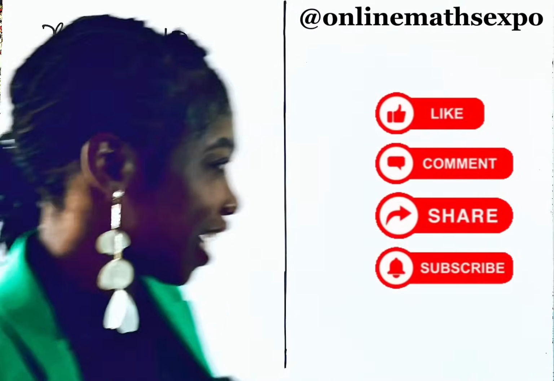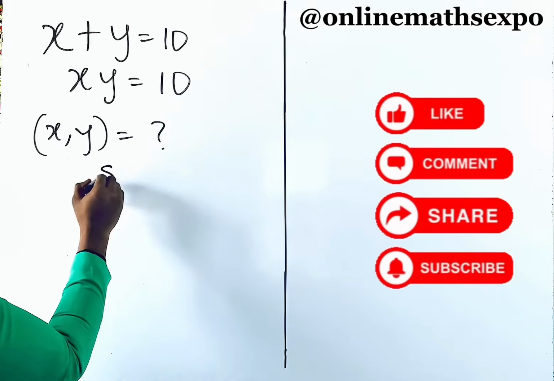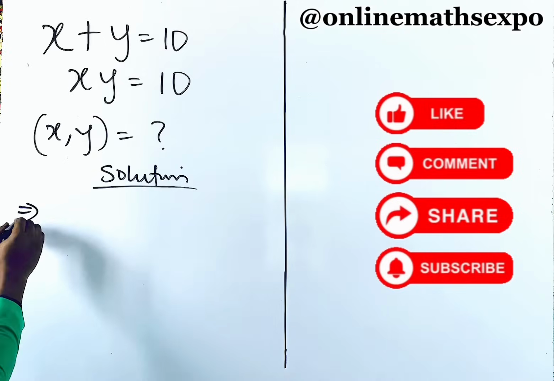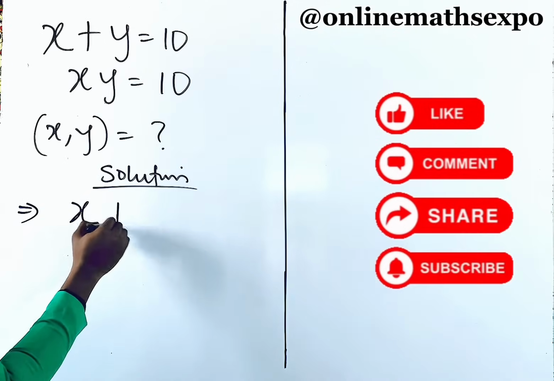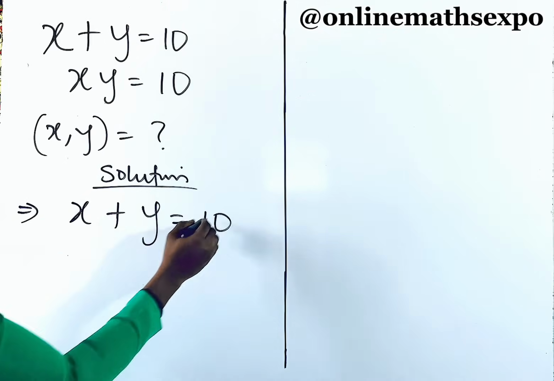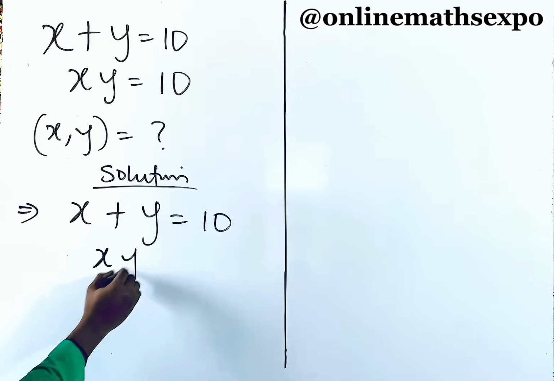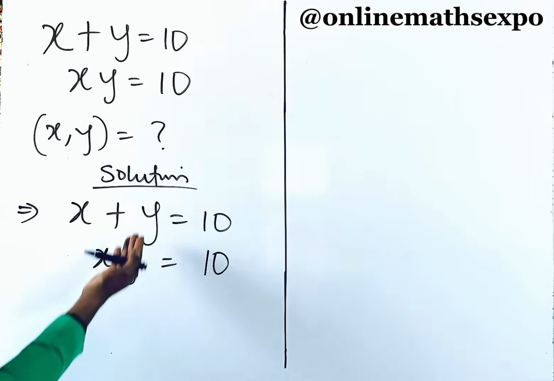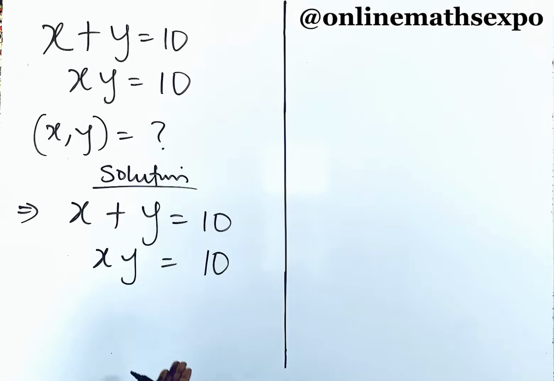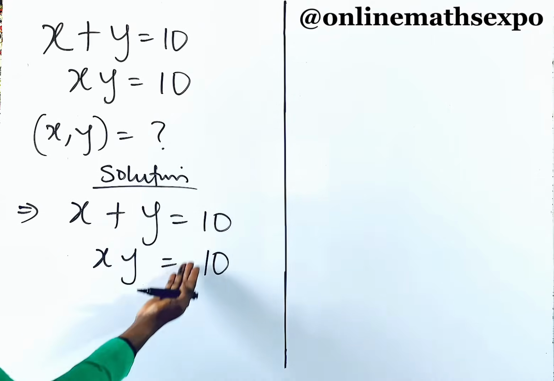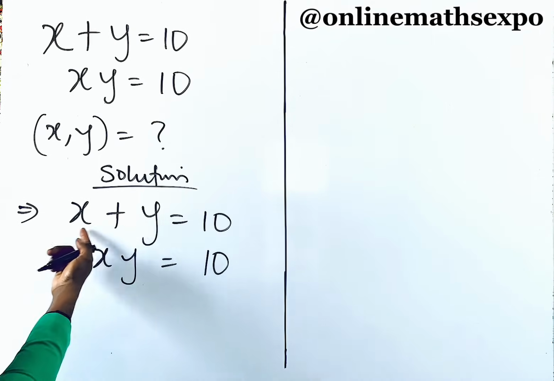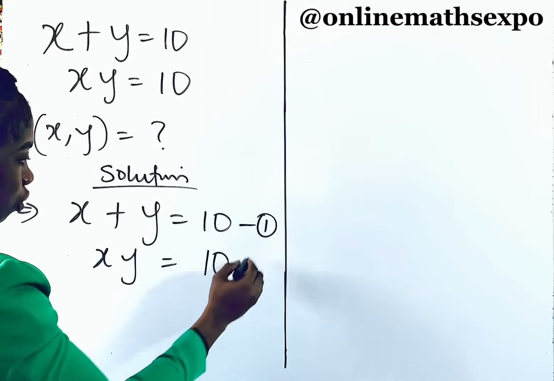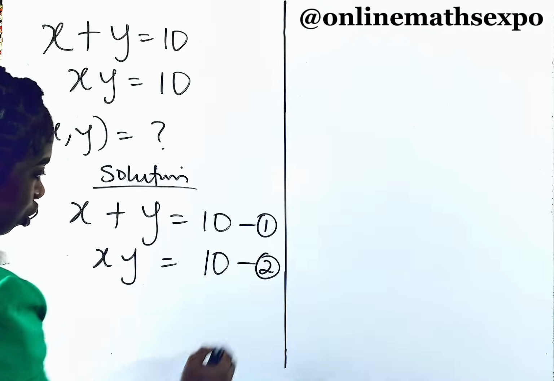Let's do this together. So we're going to begin this with the solution. We have x plus y is equal to 10 and x multiplied by y is also equal to 10. Now remember that this is what we call a system of equations. You see we have two equations and we are working with two variables. So we can choose to name this equation 1 and this is equation 2.